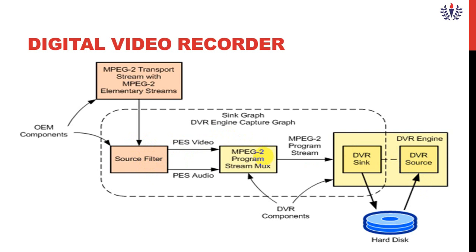Okay, MPEG to program stream MUX, which means multiplexer, which transfers to the DVR sync and the source, that is nothing but the engine, and it transfers to the hard disk. So this is the general block diagram, for a 2-mark question in your examination. I will ask you in the second internal for 2.5 marks: sketch the block diagram of a digital video recorder. You have to draw this diagram.